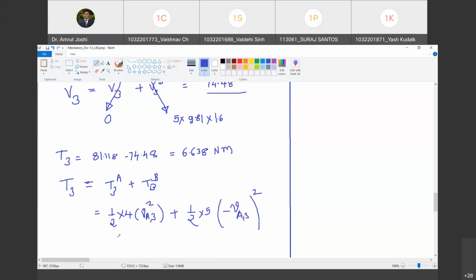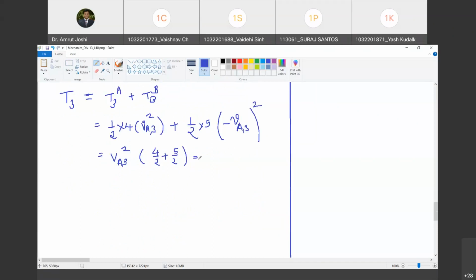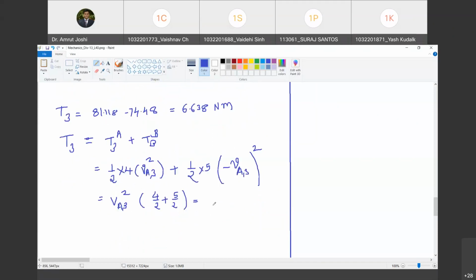So therefore I can take VA at position number 3 common, VA square common, into bracket I will have 4 by 2 plus 5 by 2. So that is 9 by 2, and this must be equal to 6.638. So now can you solve for VA at position number 3?